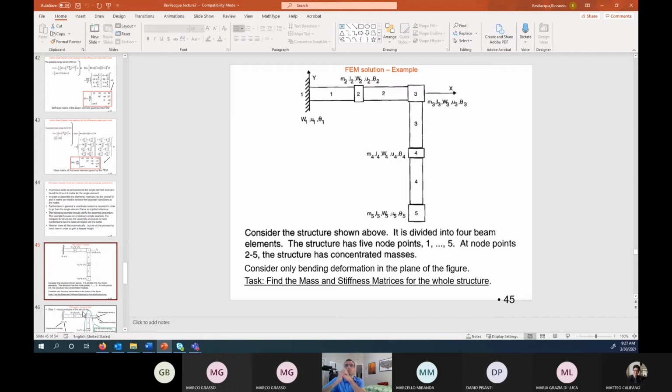So we have 4 beams, elements, and 5 node points. Here we are concentrating the masses at the nodes, so we actually have 5 masses and 5 moments of inertia. That makes sense. Now, a different thing with respect to the other one: we have both a W, which is the vertical displacement on the Y, and also the U, which is the displacement on the X. And we only want bending in the plane of the figure. We're going to try to find the mass and stiffness matrices for the structure.